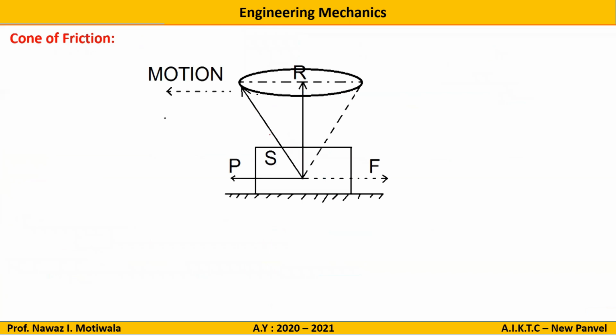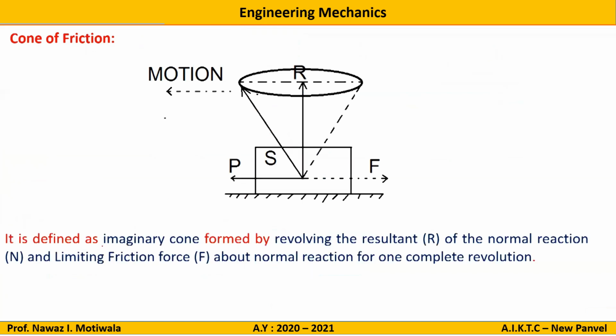Next is the cone of friction. It is defined as an imaginary cone formed by revolving the resultant of the normal reaction and the limiting friction force about the normal reaction for one complete revolution. This was all about the LMR for this topic.